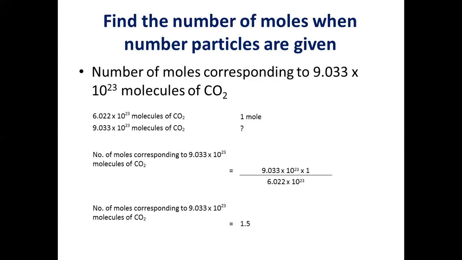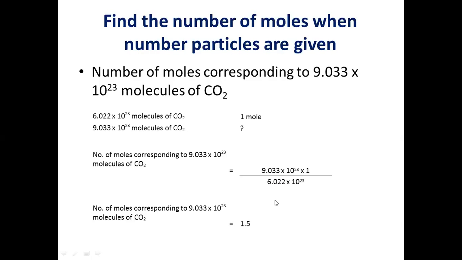9.033 into 10 raised to 23 molecules of carbon dioxide. So here what should be your thought? 6.022 into 10 raised to 23 corresponds to 1 mole. So 9.033 into 10 raised to 23 corresponds to how much? So again the same thing, cross multiply. So 9.033 multiplied by 10 raised to 23 multiplied by 1 upon 6.022 into 10 raised to 23.